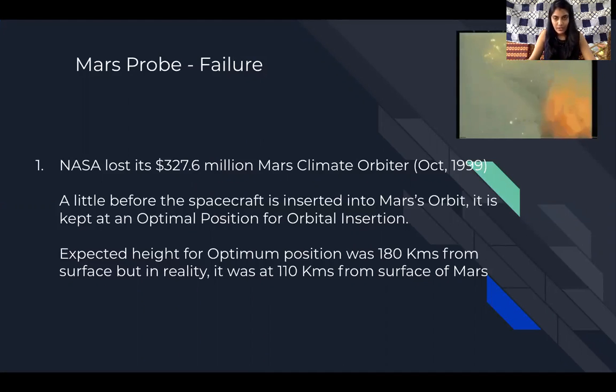It's absolutely fine to fail, but retrospection is what is important. Now, we need to understand that before we put any satellite into orbit, we keep it at an optimal position for orbital insertion. This optimum position was supposed to be 180 kilometers from the surface of Mars, but in reality, it was just at 110 kilometers from the surface of Mars. Now, the 70-kilometer difference came up because the software that was calculating this distance provided the distance in terms of US customary units instead of giving it in SI units.